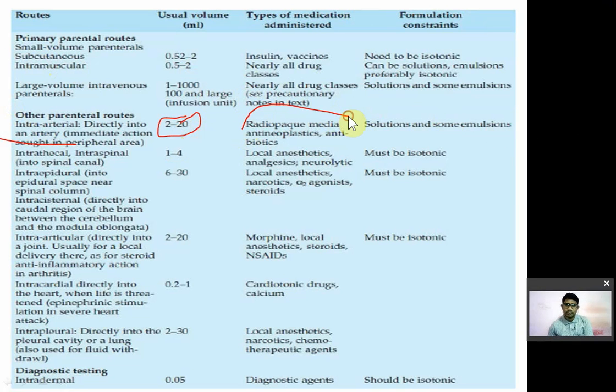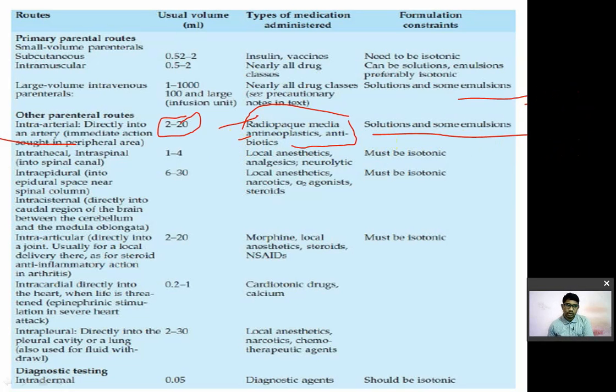जैसे डायग्नोसिस के लिए कोई इंजेक्शन दे रहे हैं, जैसे मेथिलीन ब्लू to determine the volume, so that can be given by intra-arterial route. For diagnosis or radio-opaque media, then anti-cancer drugs, certain antibiotics, they are also given by intra-arterial route. Intra-arterial मतलब directly you have to inject into artery. So 2 to 20 ml. And here again solutions and some emulsion. In the emulsion you have to control the globule size.